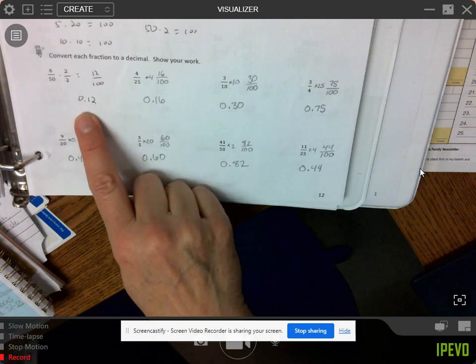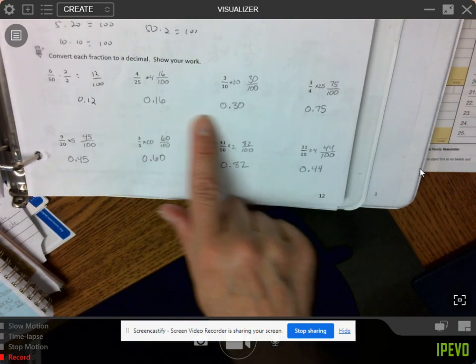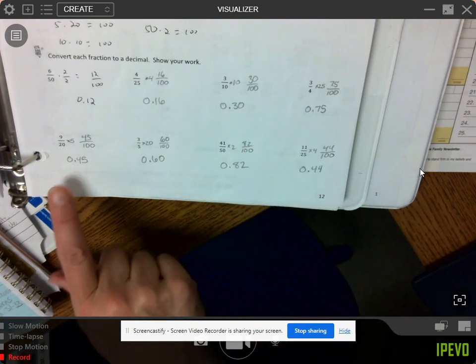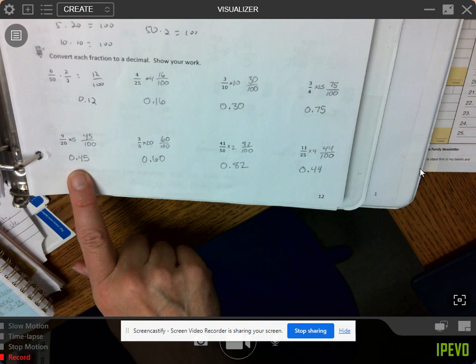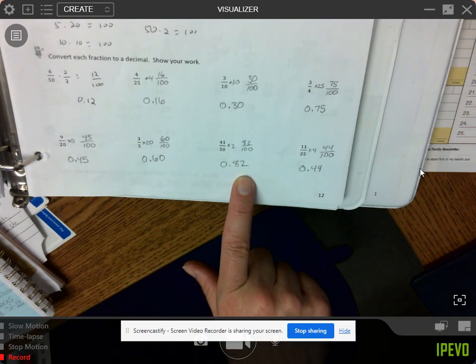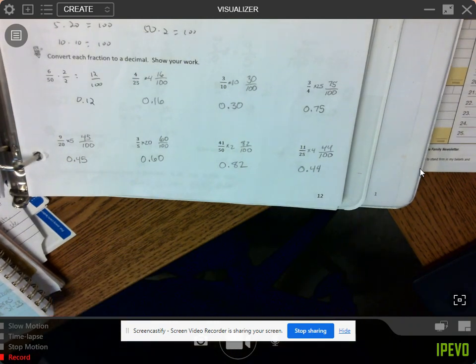So we have 0.12, 0.16, 0.30, 0.75, 0.45, 0.60, 0.82, and 0.44. Is there any one that you want me to go over how I got that decimal? I hear somebody say, wait, Claire, which one are you questioning?